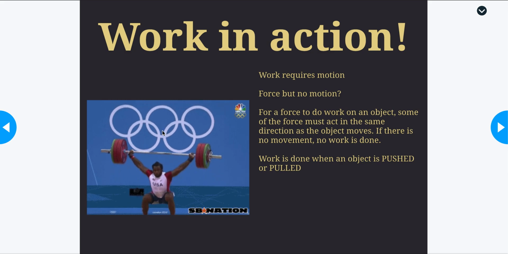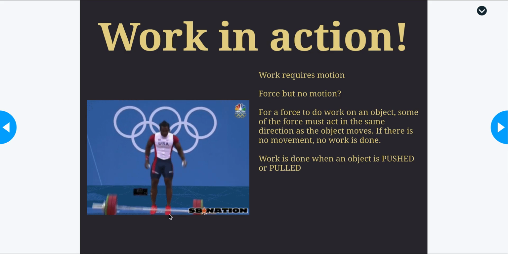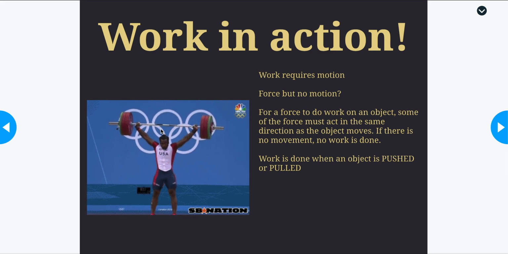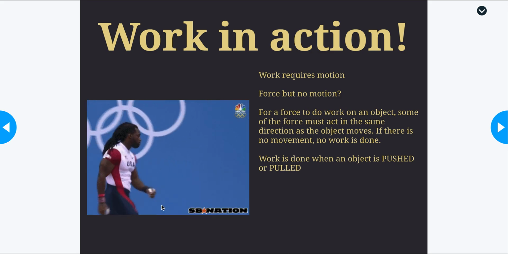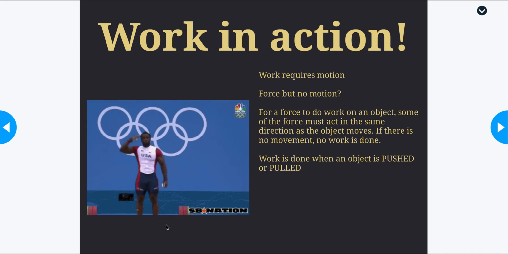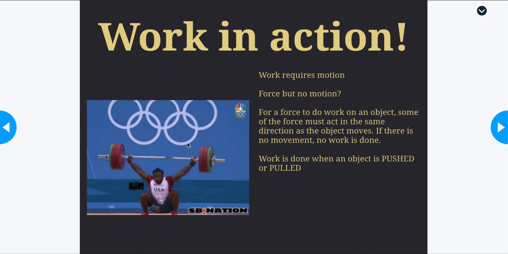Then after he holds it for a second, he drops it right there. The force of gravity is causing the barbell to move downwards, and the fact that you have a force, gravity pushing down, and the barbell is moving down, that means that work is being done on the barbell.